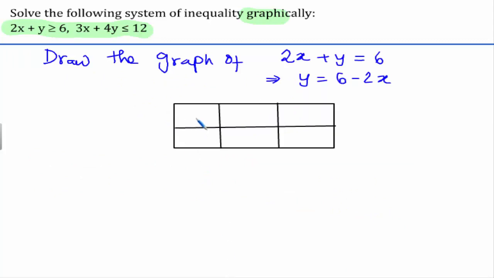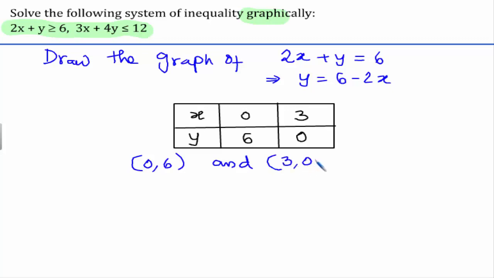Now let us select the values for x and substitute that into the given equation. Then we get the different values for y. If x is equal to 0, then we get y is equal to 6. And if I substitute 3 in place of x, then I get the y value as 0. Then what are the ordered pairs we are getting here? Just (0, 6) and the other ordered pair is (3, 0).